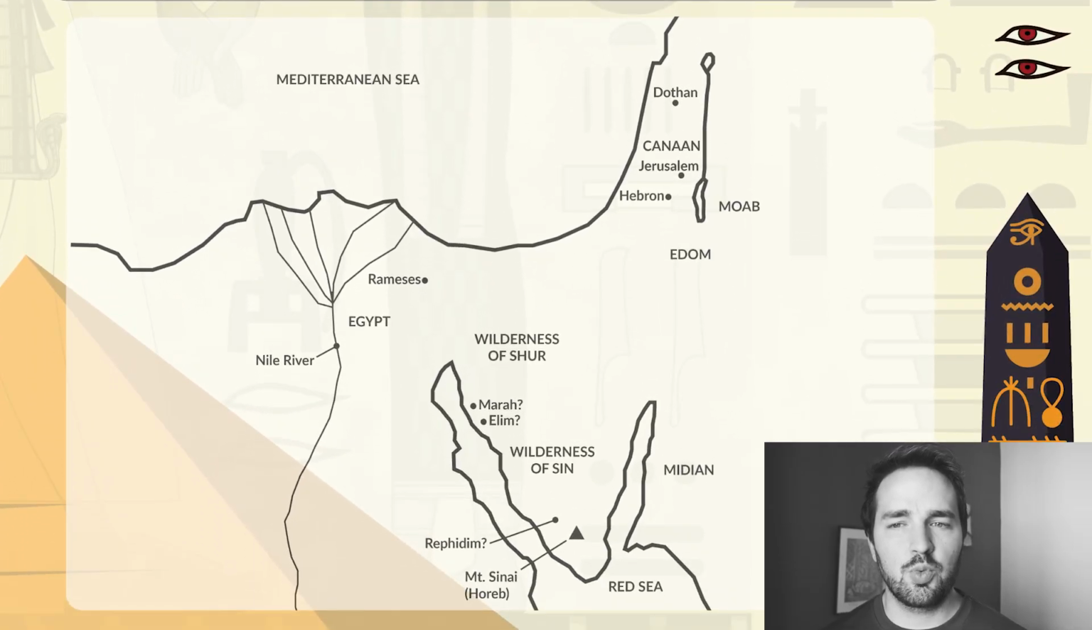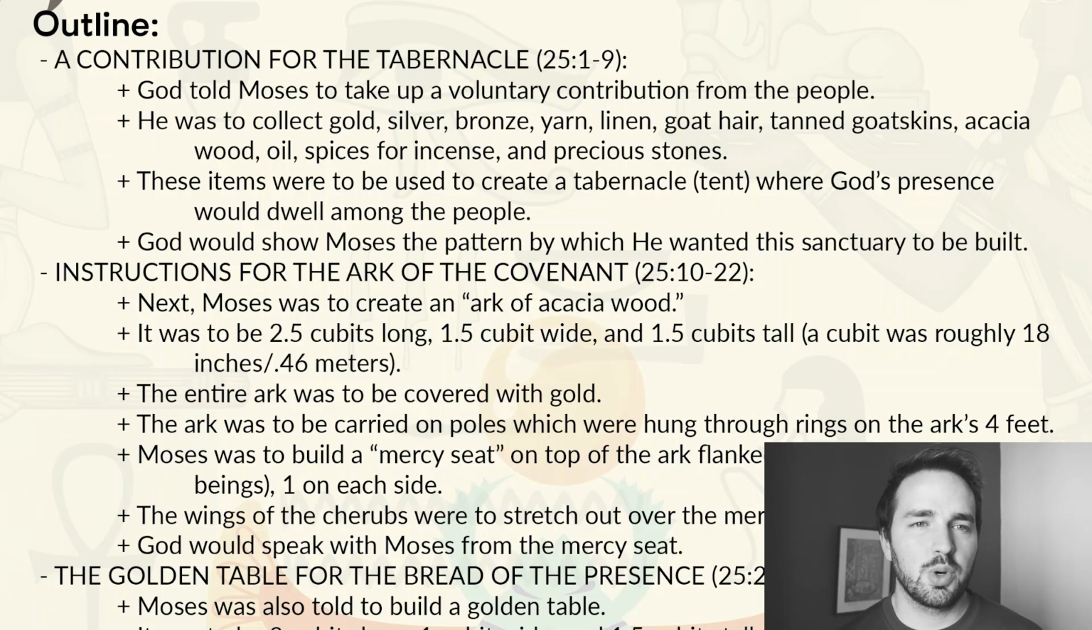In terms of our map, we are still encamped around Mount Sinai, at least the Israelites were at this point, and I've included the traditional location of Mount Sinai on the map on the PDF. Moving on into our outline, in verses 1 through 9, there's a contribution that's taken up for something called the tabernacle. The tabernacle is kind of a big deal. It basically consumes the rest of the book of Exodus as far as the details of how it was supposed to be built and who built it and all the sacrifices that were supposed to be offered there. But we'll talk about that in the upcoming chapters.